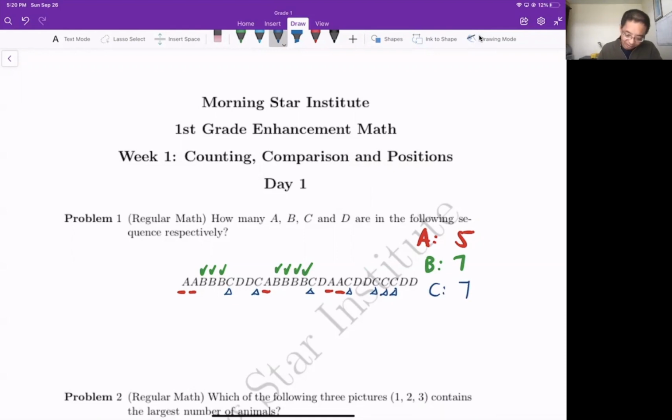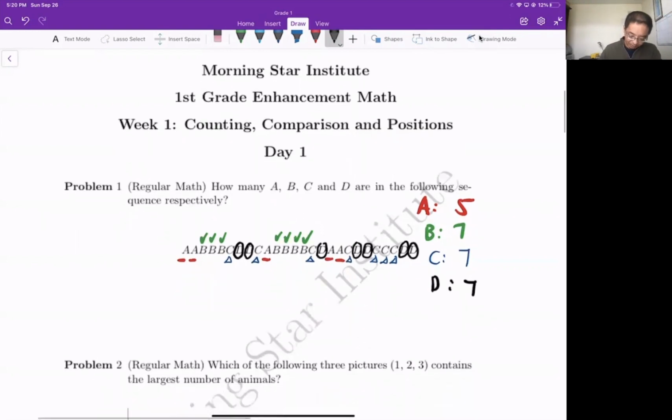Finally, let's count D. We have 1, 2, 3, 4, 5, 6, 7. So the number of D is also 7. For this example, B, C, D have the same numbers. A is different. There are 5 A's.